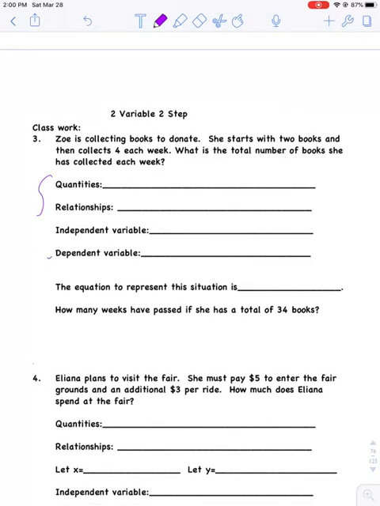All right, so let's look at number 3. See if you could pause the video and fill out these 4 right here. Okay, hopefully you filled out those first 4 questions. Let's take a look. It's very similar to the last one, but there's a little bit of a change. Zoe is collecting books to donate. She starts with 2 books, that's a difference, and then collects 4 books each week. What is the total number of books she has collected each week?